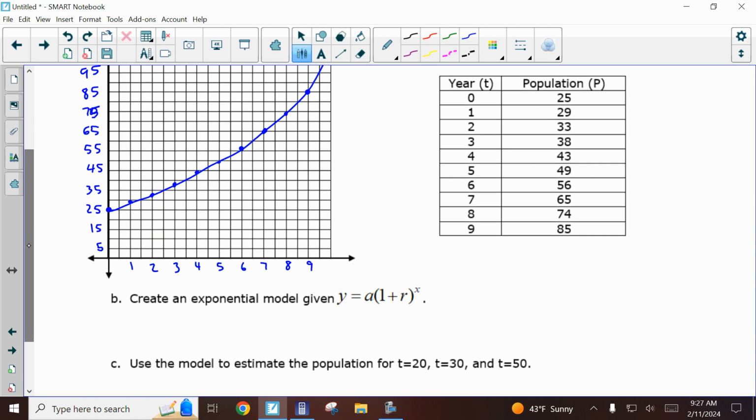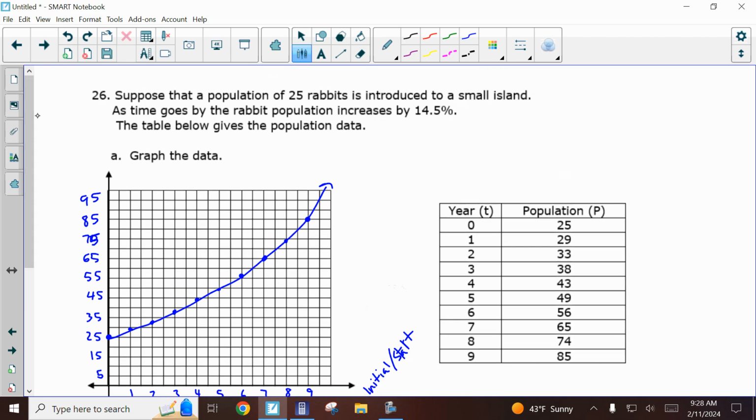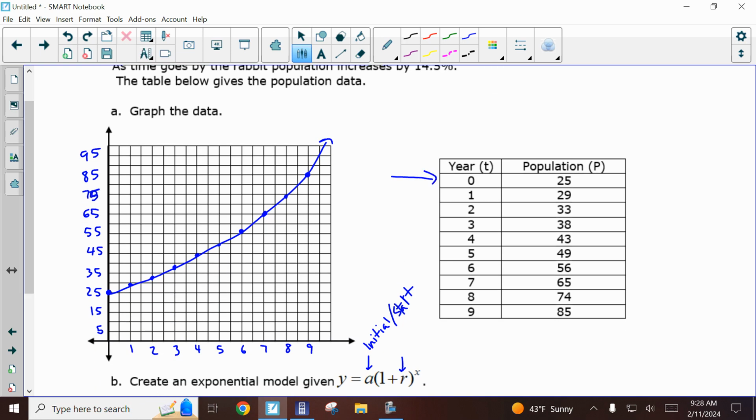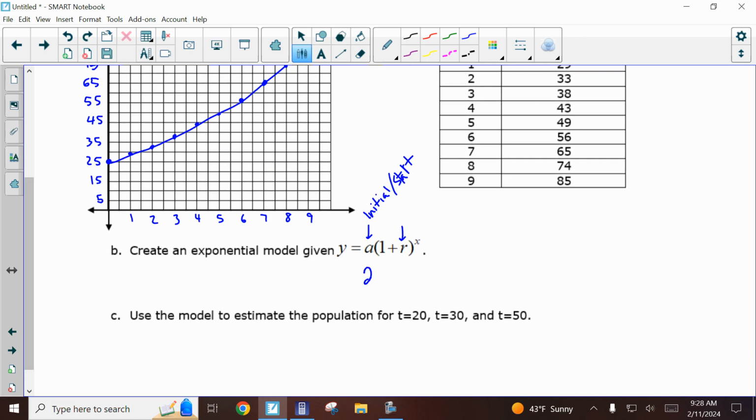Part B says, create an exponential model. So in a model, we have to plug in this amount and this number here. Remember, this is the initial, which is basically the starting amount. Start. A weird way of writing start. The starting amount, it's in the story. It says, suppose population of 25 rabbits. That's the starting amount. Starting amount is also right here at year 0. So we're going to plug in a 25 here.